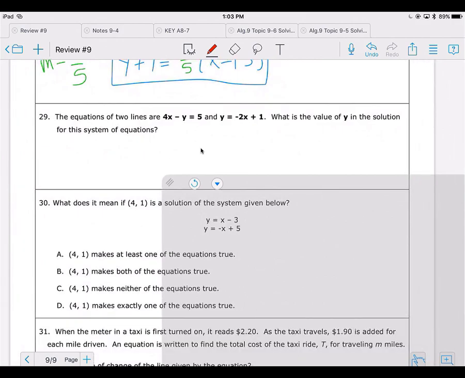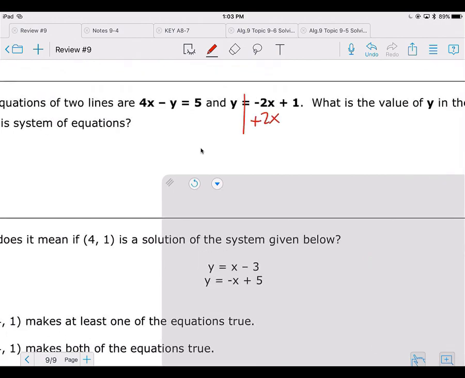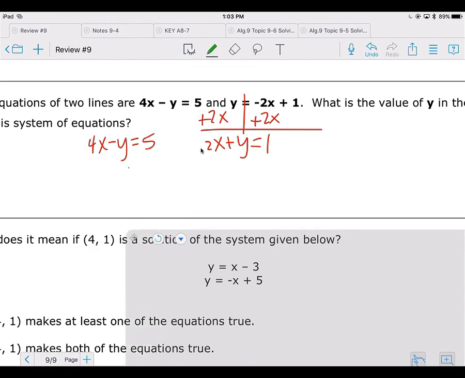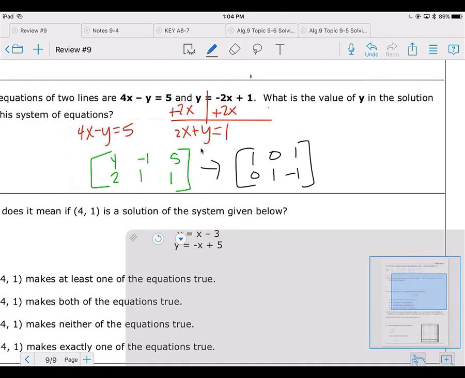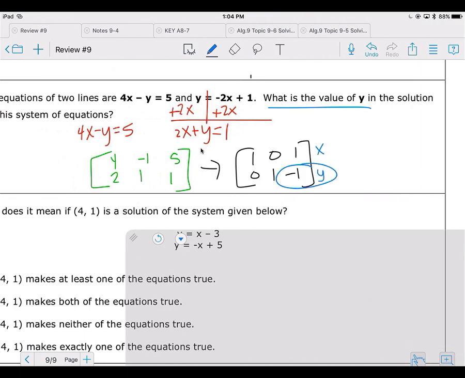On 29, they're asking for the value of y. We can solve using whatever method we want. So I'm going to add 2x to this side and use matrices. Otherwise, I have to use substitution or solve both of them for y to graph. So using matrices, I will have 4, -1, 5, 2, 1, 1. And in the calculator, I get 1, 0, 0, 1, 1, -1. Their question was the value of y, which is always the bottom number, so y would equal -1.